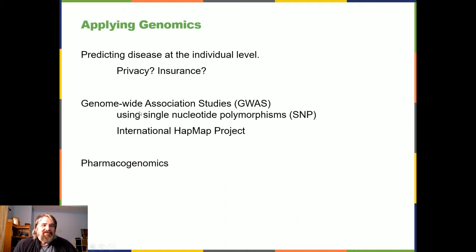We also have a bunch of genome-wide association studies where we use single nucleotide polymorphisms. These are individual nucleotide differences in areas of genes that don't vary very much, that don't change rapidly. And we can use that to map populations and other things too. The International HapMap Project is one.